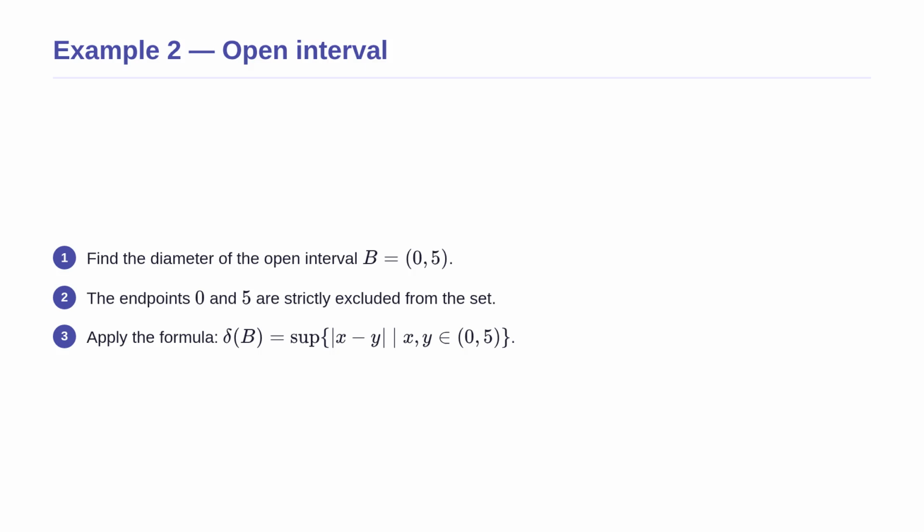Let us tackle a slightly more complex scenario. We will find the diameter of the open interval from 0 to 5. An open interval includes all numbers between 0 and 5, but it strictly excludes the endpoints 0 and 5 themselves. This is exactly why the formal definition uses the word supremum instead of maximum. We cannot just pick 0 and 5 to measure the distance because they do not actually exist inside the set. We must look for the least upper bound of all distances between points strictly greater than 0 and strictly less than 5.